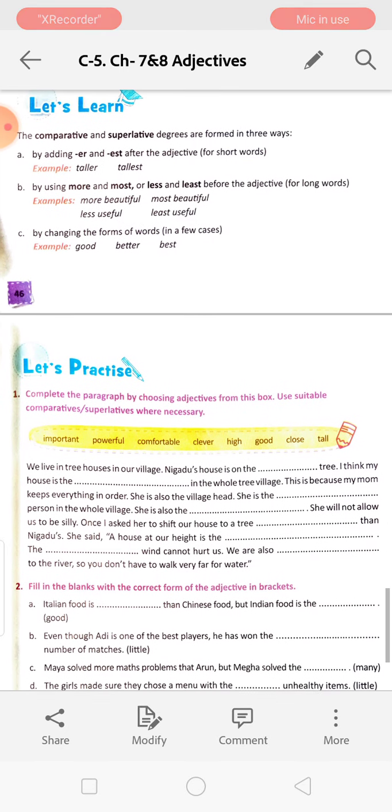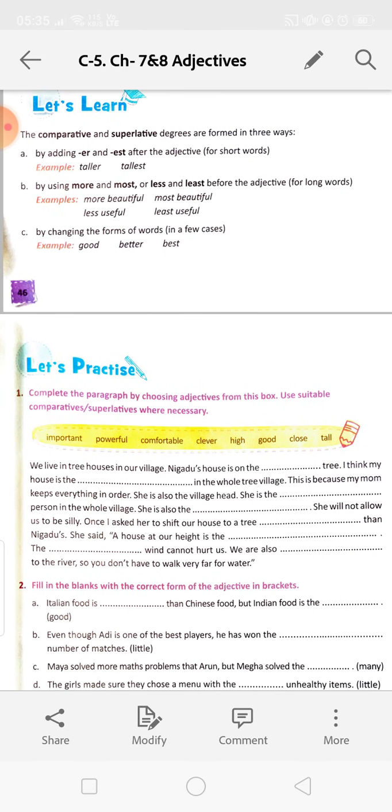One thing more we have to learn: for the comparative degree and superlative degree, we can change the base form by adding -er or -est, taller, tallest. Or we can use more and most, and less and least. More shows many, and less shows less. For example, more beautiful, most beautiful, less useful, and least useful. In a few cases the form of the word changes, sometimes the spelling, like good, better, best.